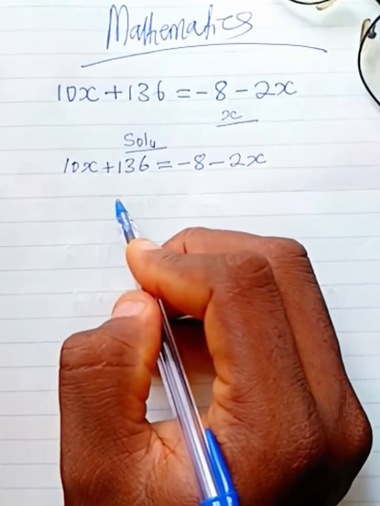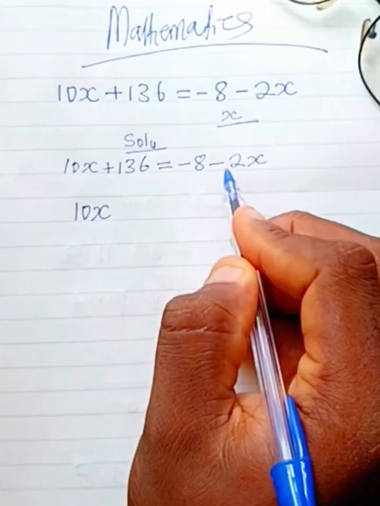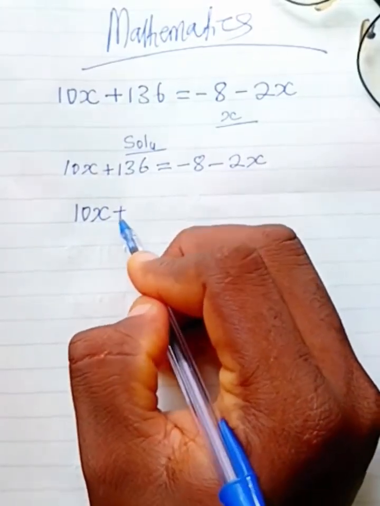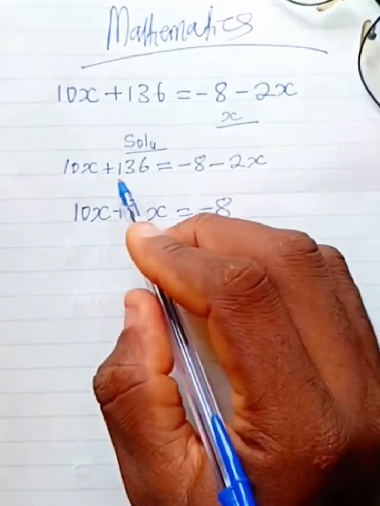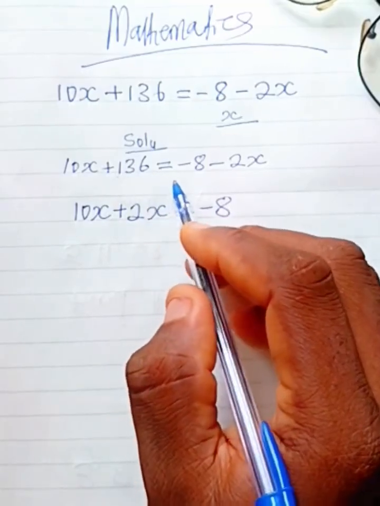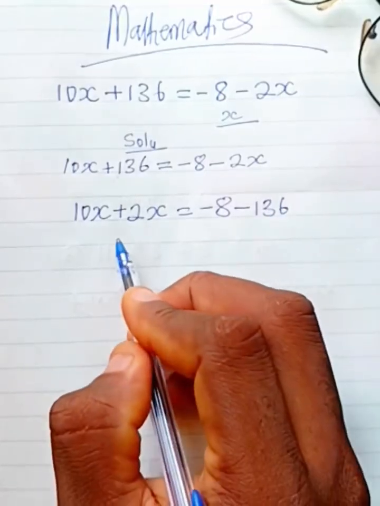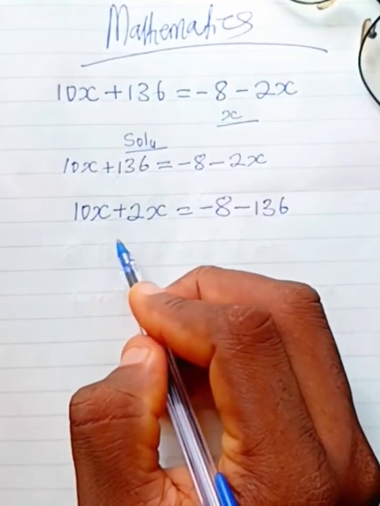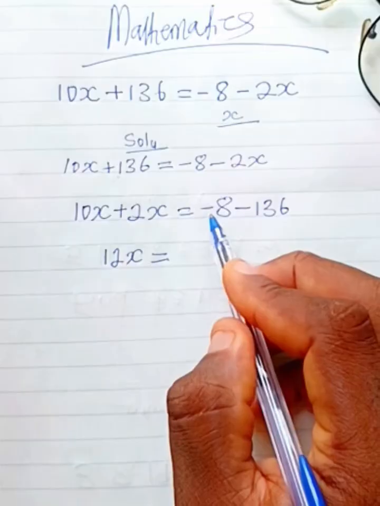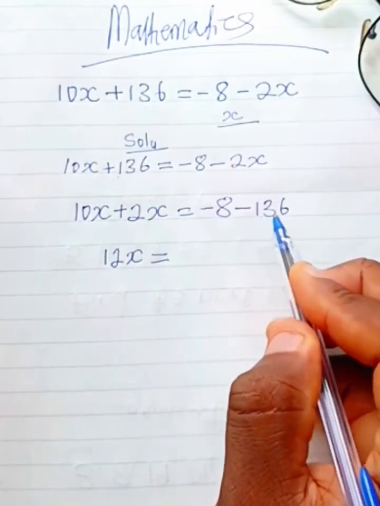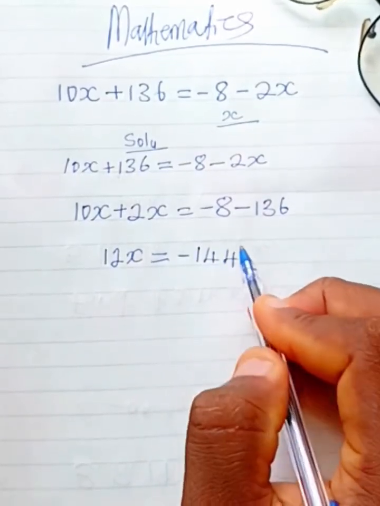The first step is to collect the like terms. So we have 10x, minus 2x, we cross the equality sign to become plus 2x, equals minus 8, plus 136, we cross the equality sign to become minus 136. 10x plus 2x is 12x, equals minus 8 minus 136 is minus 144.